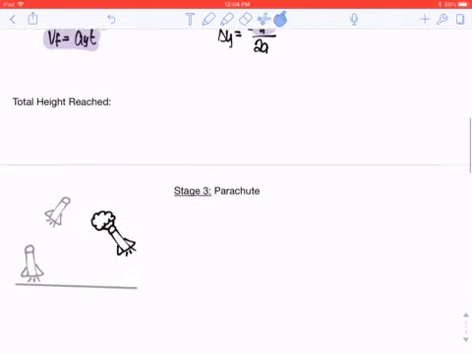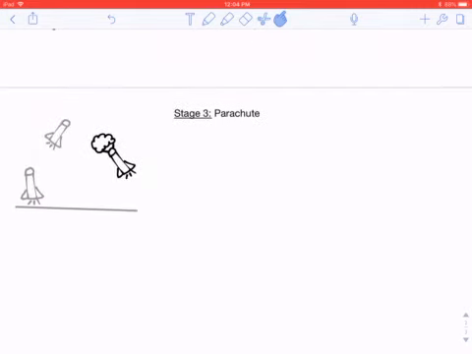Now, in stage 3, the parachute's going to deploy. It's not in free fall at this stage, because we have gravity and we have the drag force from the parachute. But this is just when the parachute's going, we don't have to figure out delta y at all. Okay, so those are the 3 stages of any rocket.